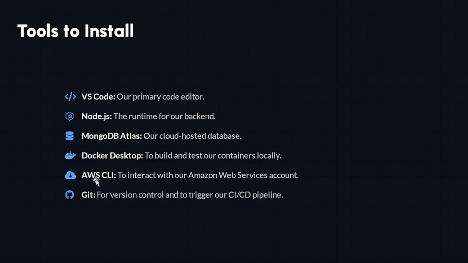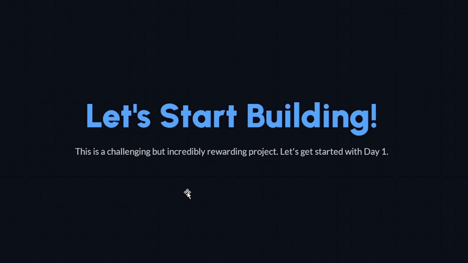If we use AWS, then we have to install AWS CLI to interact with our AWS account. And at the end, we use Git for version control and to trigger our CI/CD pipeline, because in this project we use GitHub Actions. Now let's start building.